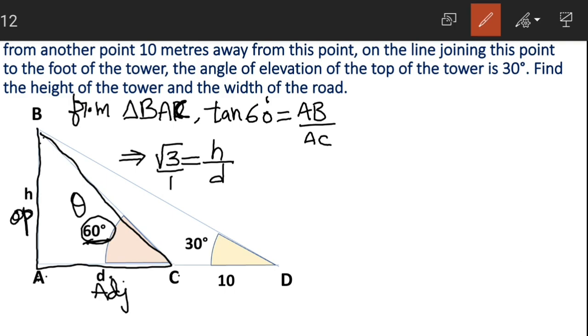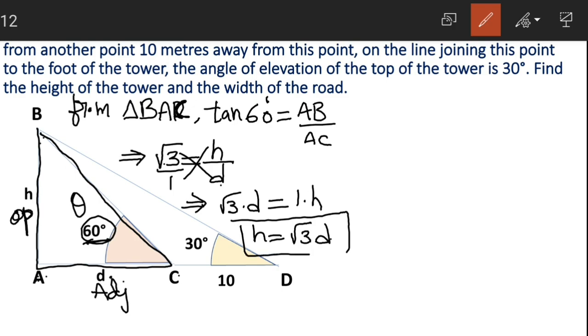Root 3 can be written as root 3 by 1. Now do the cross multiplication. So that means we get root 3 into D. So root 3D is equal to 1 into H. That is H. So clearly H is equal to root 3 into D. We get H value as root 3 into D. So consider this as equation 1.